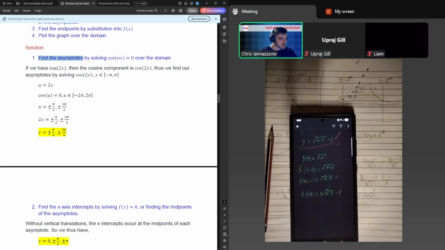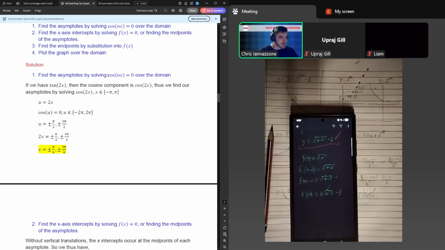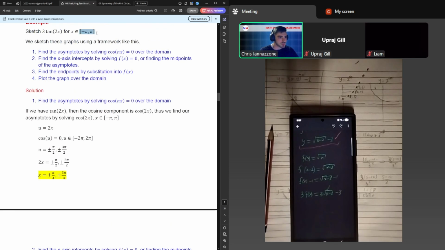But okay, first thing I like to do is figure out where the asymptotes are. That kind of creates the grid lines that we can use to draw out the curves. So what you're going to do is figure out where the cosine component of tan goes to 0, over whatever domain you're given. If you have tan 2x, then the cosine version of that is cos 2x, right? Tan 2x is sine 2x divided by cos 2x, so the cosine component is cos 2x. Literally all you do is rewrite tan as cos, and that'll get you your asymptotes.